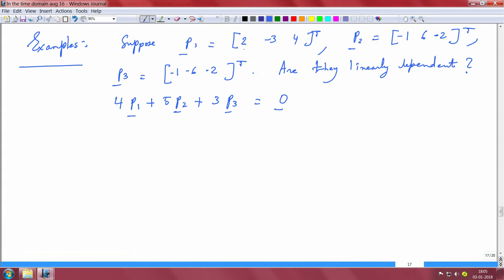This is 4 times 2, which is 8. This is 5 times minus 1, which is minus 5. 8 minus 5, which is 3, and 3 minus 3 is 0. You can verify this for the rest of the coordinates, that if we change p2 and p3 in this form, this satisfies this equation, and they are linearly dependent. So we'll see a few more definitions.